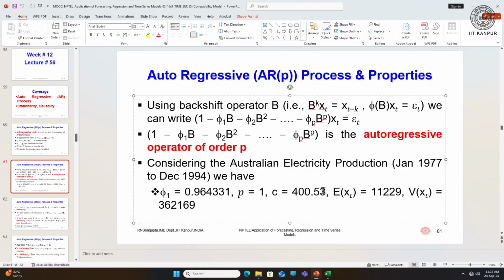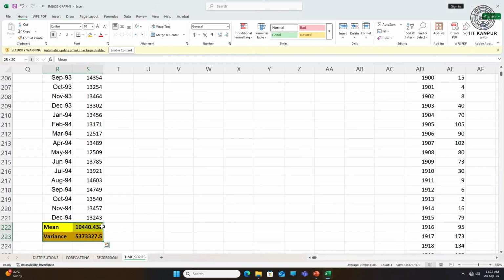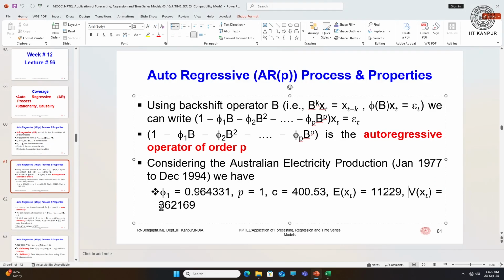So, if I add that value of C, the C value is 400, I am not reading the decimal place after that, it is 400.53. The expected value comes out to be this, that is for the auto-regressive process. Do not get confused with the general average value which we just found, it is 10,440. And the variance comes out to be 3,62,192, and obviously you may be asking that the value for the variance is very large.